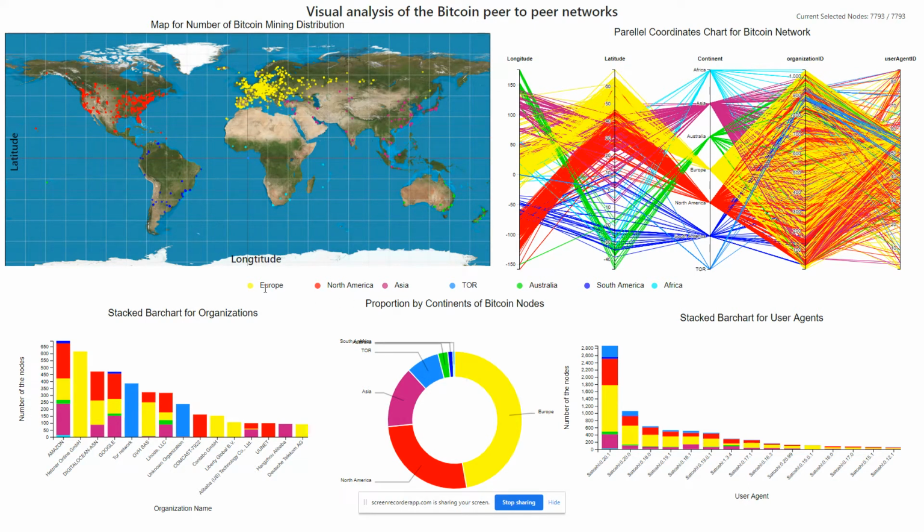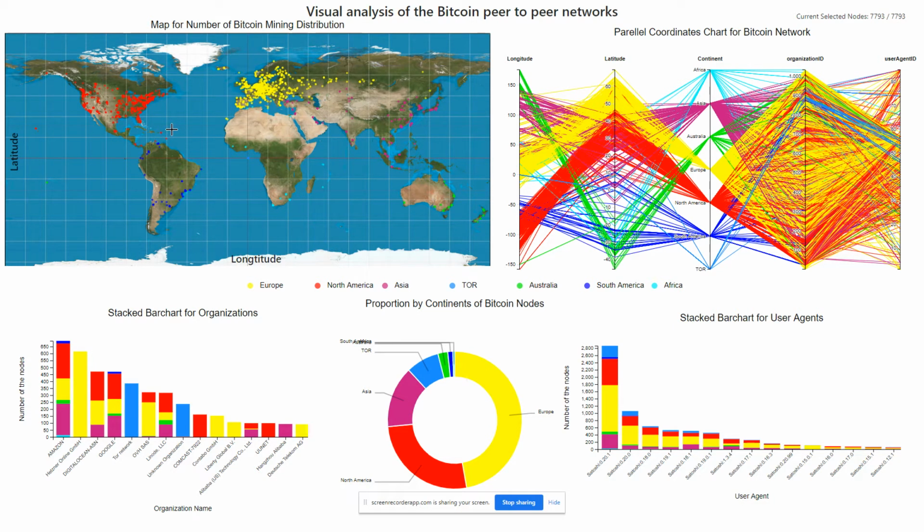Over in the middle, we have a list of legends. They are shared across all the different components, with yellow representing Europe, North America, and all the different continents. And there's also a Tor network, which stands for Anonymous Network, and we'll get to it and explain what that means. So let's start with our map.